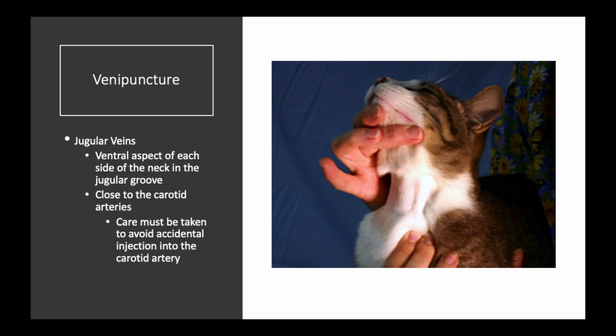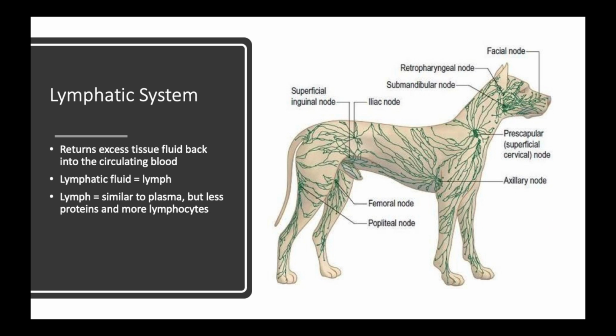And that is it for venipuncture and for circulation overall. So now we are going to shift into the lymphatic system. The lymphatic system returns excess tissue fluid back into the circulating blood. Lymphatic fluid we call lymph, and lymph is very similar to blood plasma, but less proteins and more lymphocytes are present.